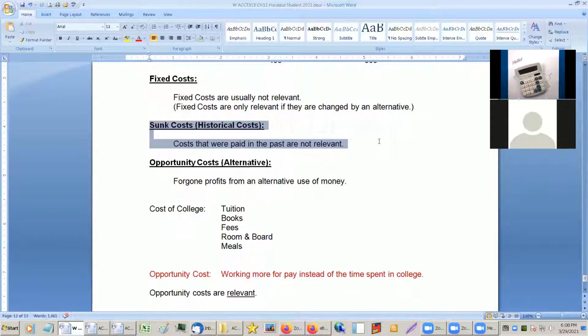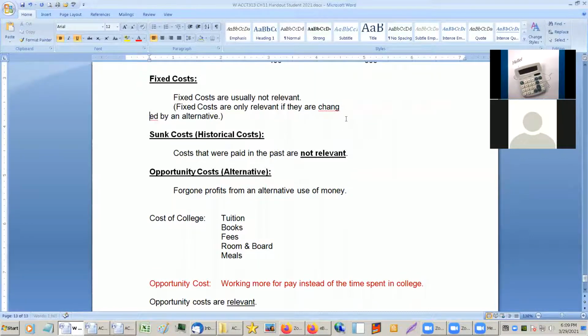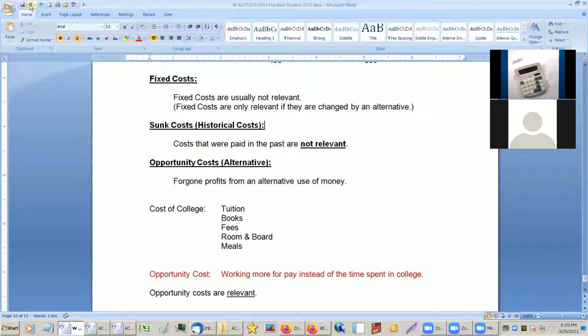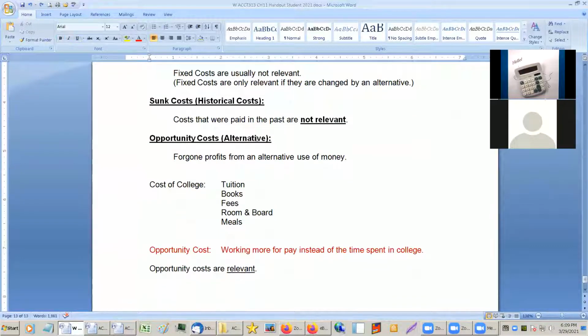Sunk costs, we talked about this before, they're always relevant. No, I said that wrong. Not relevant. I was teaching you guys what not to do. Okay. What we paid for something in the past has no bearing on what we do today. Even if it was paid, say, yesterday, it doesn't make any difference as far as whether to use it or not.